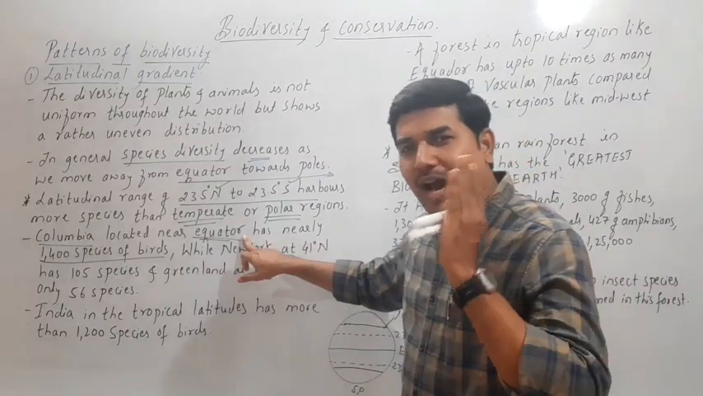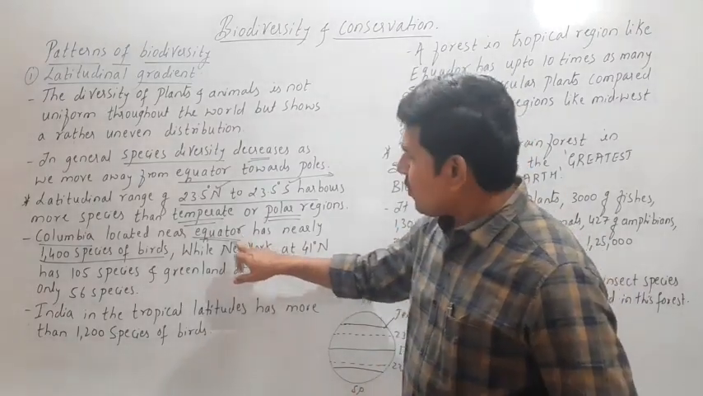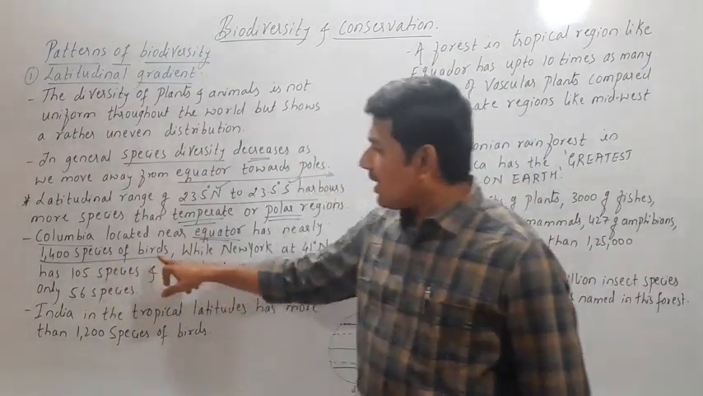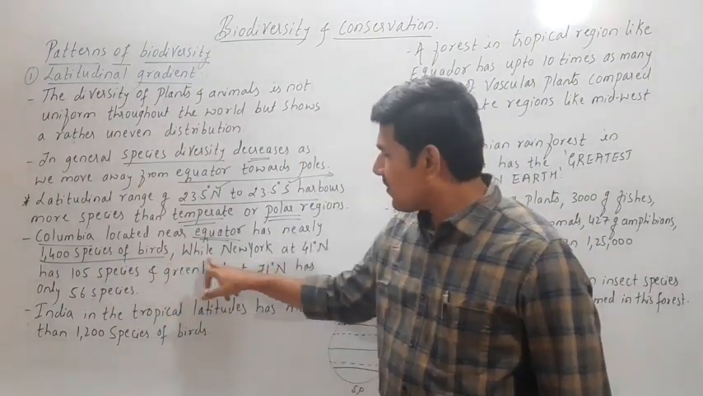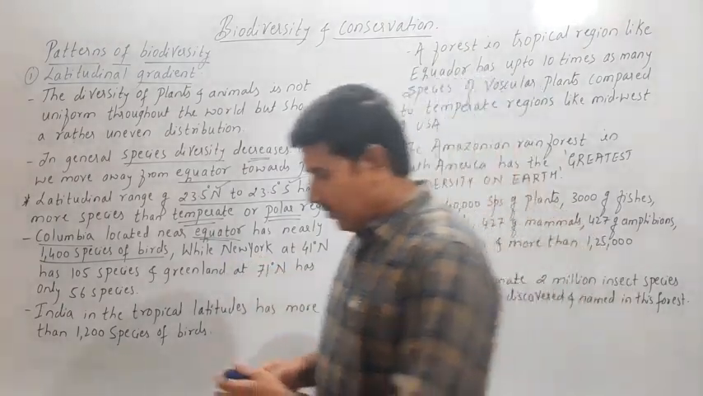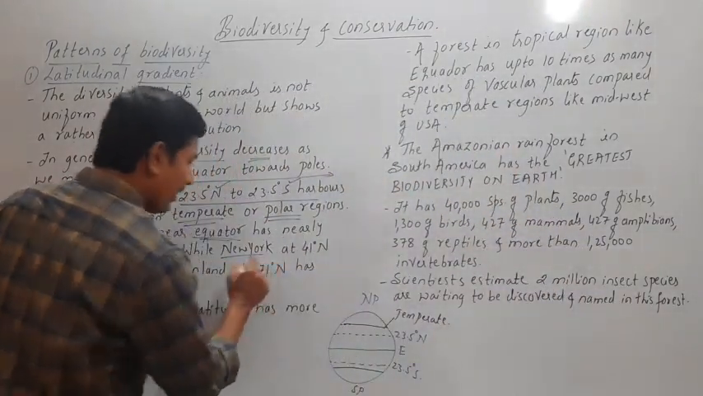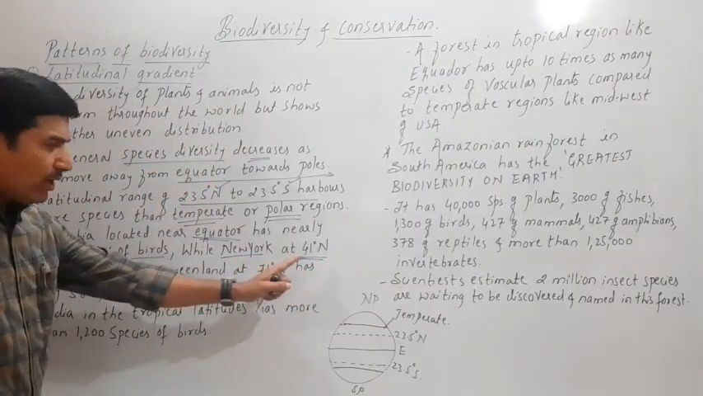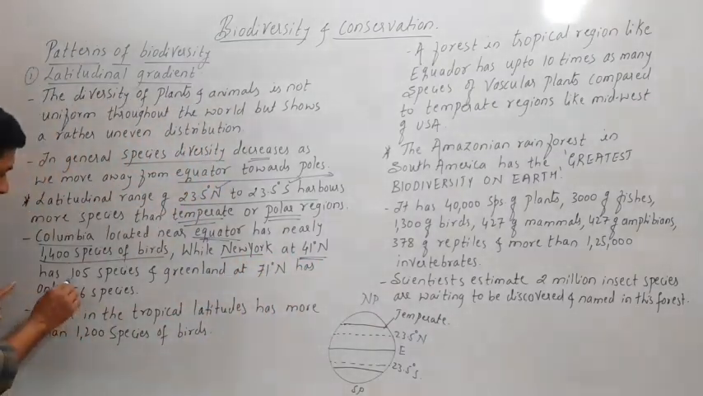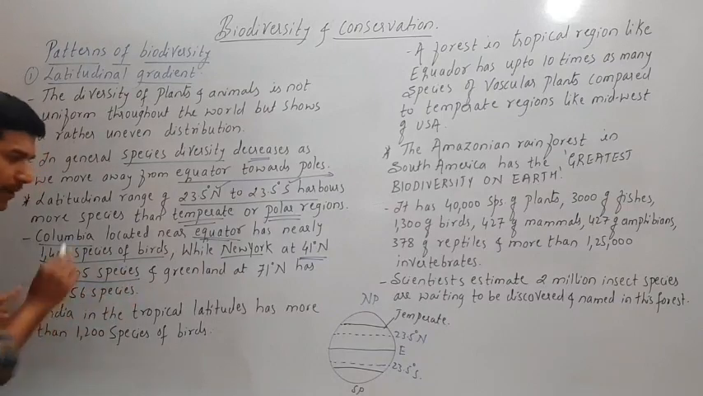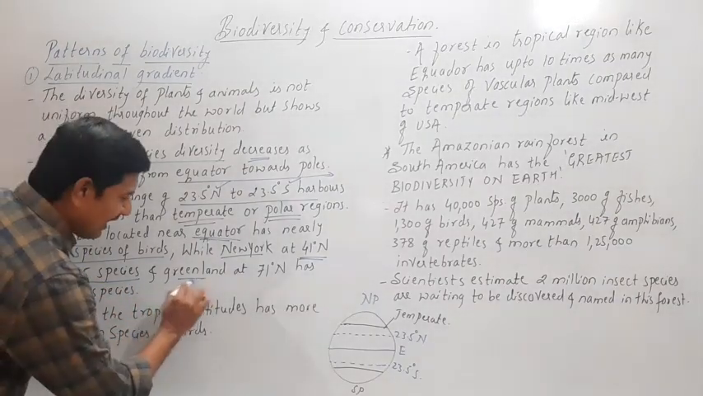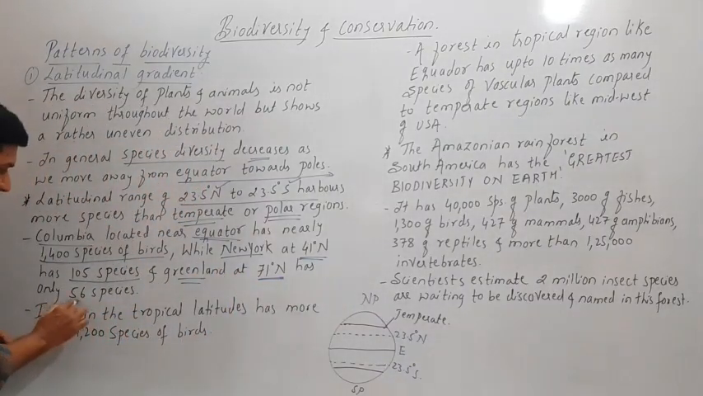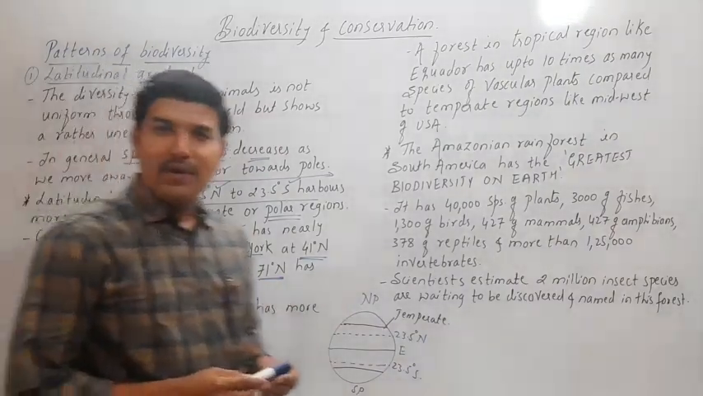Colombia is located near the equator because the equator harbors a lot of species. So Colombia, located near the equator, has nearly 1400 species of birds, while New York, at 41 degree north, has 105 species of birds. Then look at the next part. Greenland at 71 degree has only 56 species of birds.